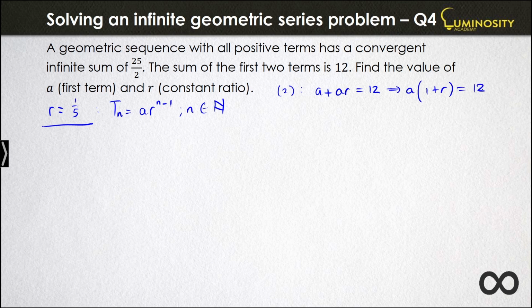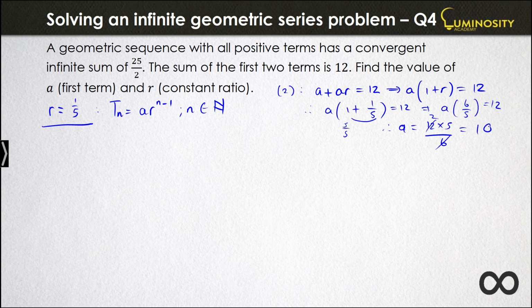So a times 1 plus r equals 12. Therefore a times 1 plus 1/5 equals 12. 1 plus 1/5, 1 is 5/5, so that becomes a times 6/5 equals 12. So to get rid of 6/5, I multiply by 5, then I divide by 6. 6 goes into 12 2 times, so I get a equals 10. So the sequence looks like this. The first term a is 10, and then I keep multiplying by 1/5. So the next term will be 2, then 2/5, then 2/25, and so on.